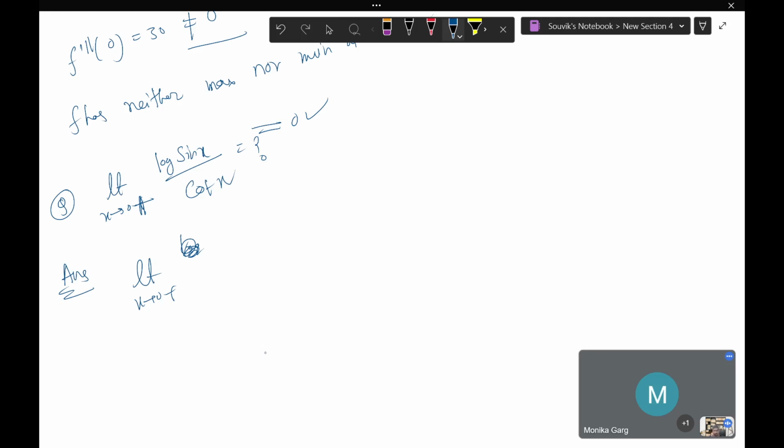Okay, but I need to solve this because I need to upload this on YouTube. Okay. So the derivative of cot x, what is the derivative of cot x? Minus cosec cot x, right? Minus cosecant square x.